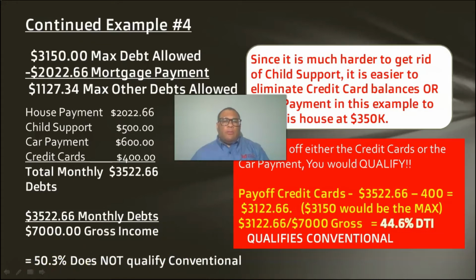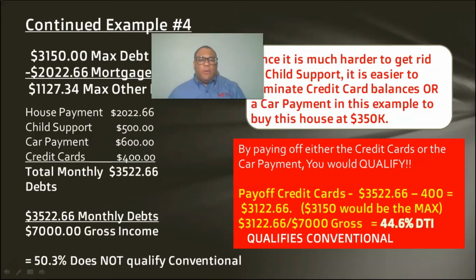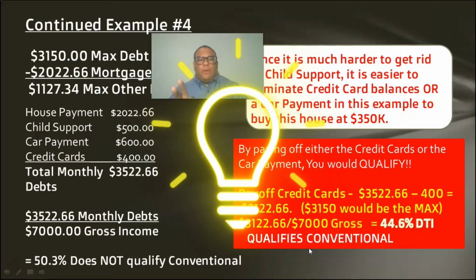But since we want that $350,000 house and have a conventional loan, we need to be at 45%, so $3,150 would be the max. If you just pay off either the car payment or the credit cards, but don't close the accounts, just pay them off, then you will qualify. In this example, I'm taking the credit cards, subtracting $400 from the $3,522, that's $3,122.66, divided by the $7,000 gross monthly income is a 44.6% DTI ratio. Qualifies for conventional. That's wonderful.